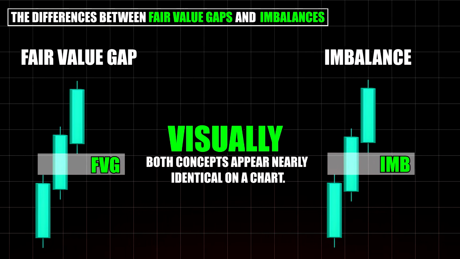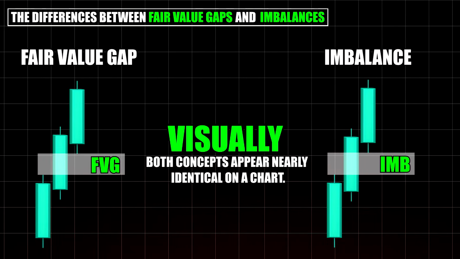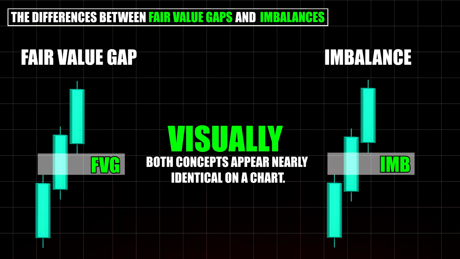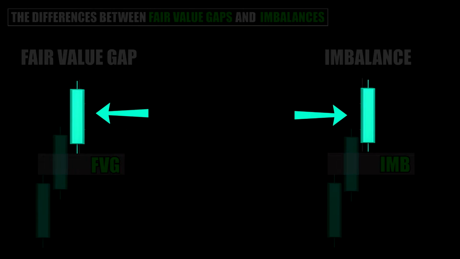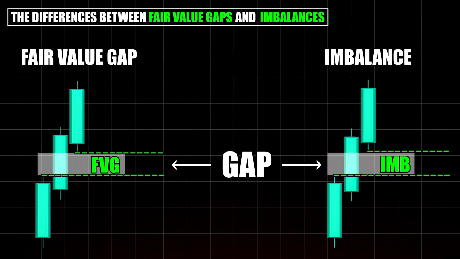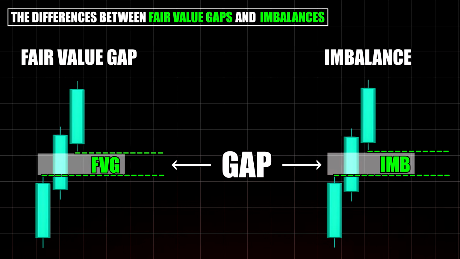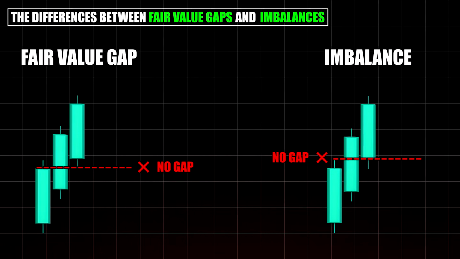Visually, both concepts appear nearly identical on a chart. They're marked in the same way, and both represent areas in the market where price moved quickly, leaving a portion of the range untouched. For instance, when you see a strong candle form and its wick doesn't reach the wick of the next or previous candle, it creates a gap. This can be considered either an imbalance or a fair value gap. However, if the wicks overlap or touch, no such gap exists.